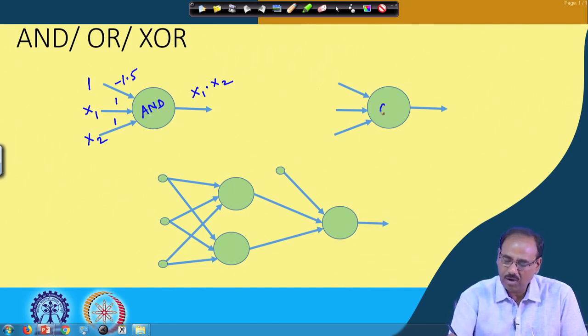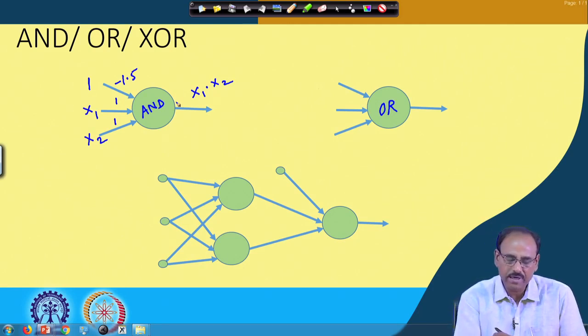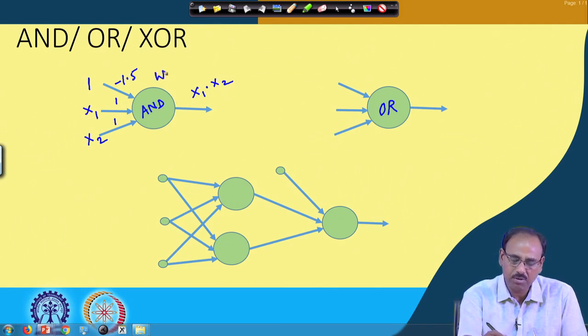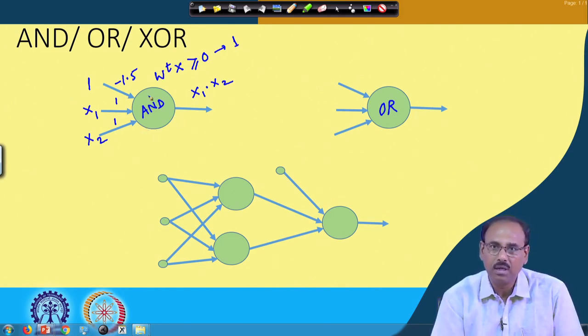Of course, there was a nonlinearity involved in it. The nonlinearity that we have considered was a threshold nonlinearity. That means, if the weighted sum of the input, that is W transpose X, is greater than or equal to 0, we have assumed the output to be 1, and if it is less than 0, we have assumed the output to be 0. And with that, we have seen that this simple node implements an AND function.